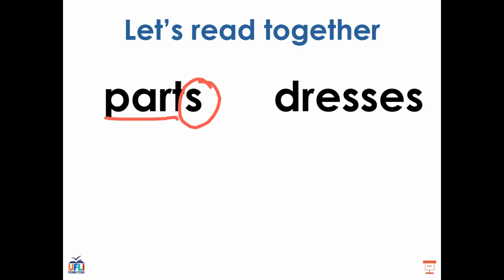Dresses. Well done. The base word here is dress. Because dress ends in an s, we need to use the suffix es instead of just a plain s. We can also hear it in the syllables. Dress is a one-syllable word, while dresses is a two-syllable word.